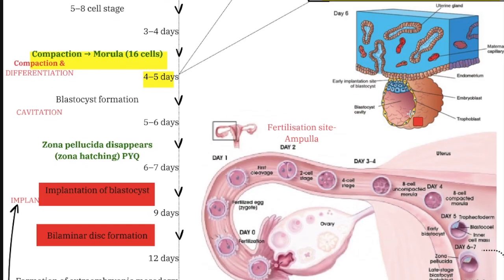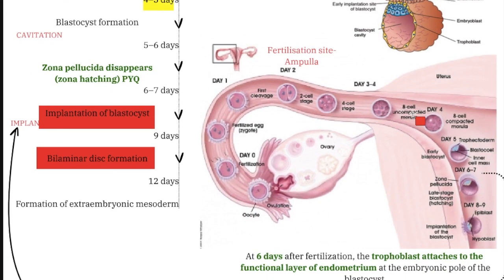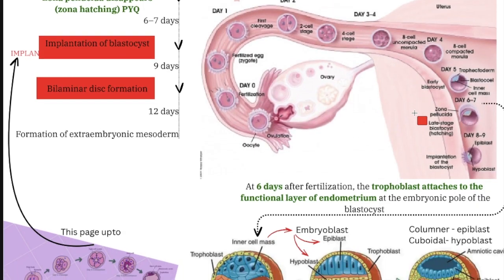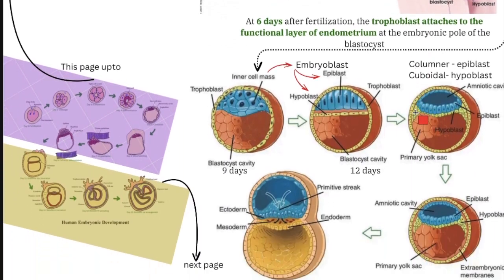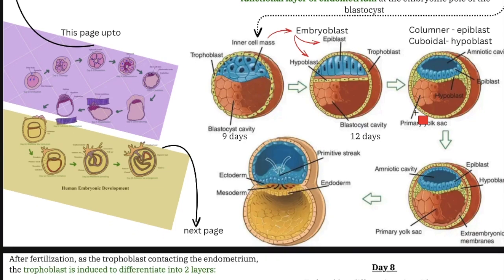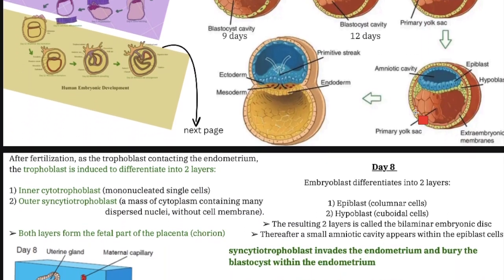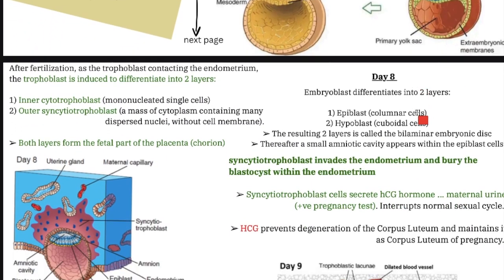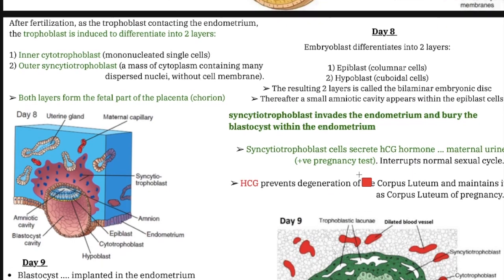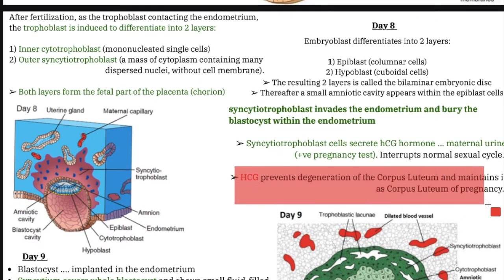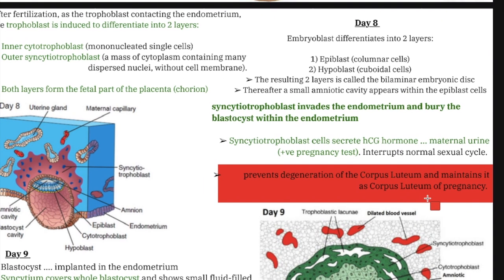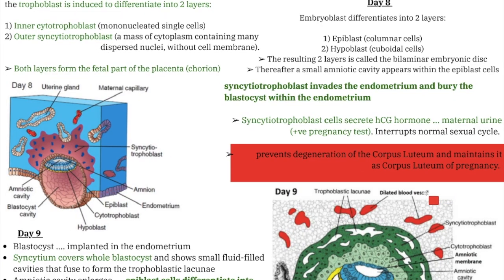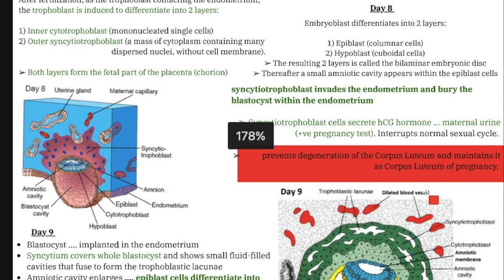The syncytiotrophoblast is highly invasive. It burrows into the endometrium and starts to secrete the hormone HCG, human chorionic gonadotropin. This is the hormone detected in pregnancy tests, and its crucial role is to maintain the corpus luteum, ensuring continued progesterone production. By day 9, the blastocyst is fully implanted.